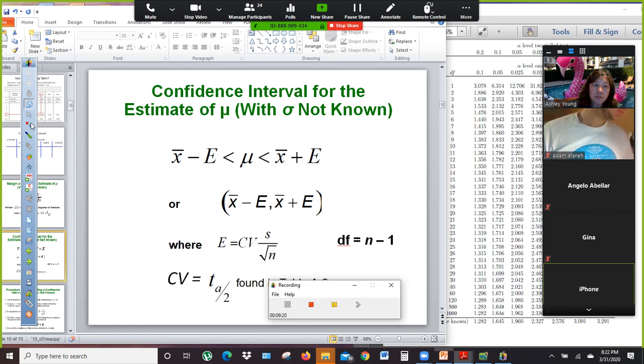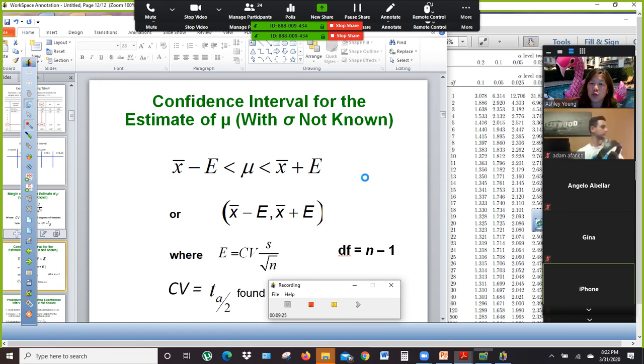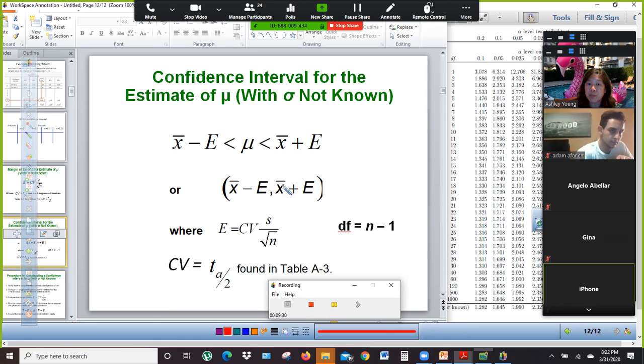So, looking at this one, we then find our actual confidence interval by taking our x bar and subtracting and adding our error. So our lower limit would be x bar minus our error, and our upper limit would be x bar plus our error. You can either write it this way with parentheses and a comma in between, or you can do it this way where you have the lower and upper limits and you're saying that mu is between them. It's greater than this one and less than that one. So you can write it either way.